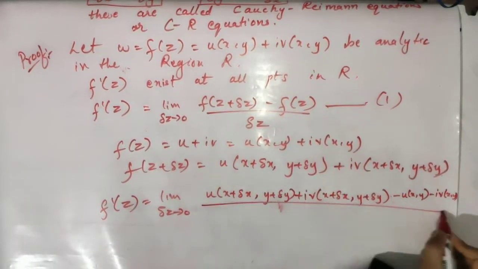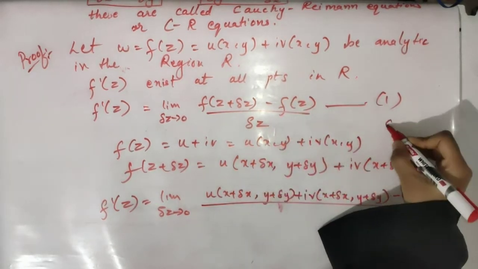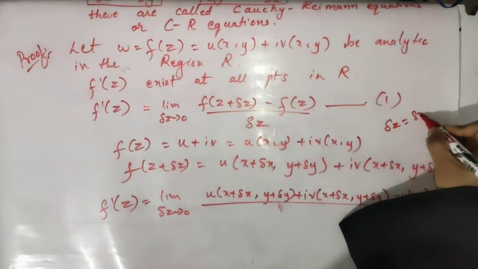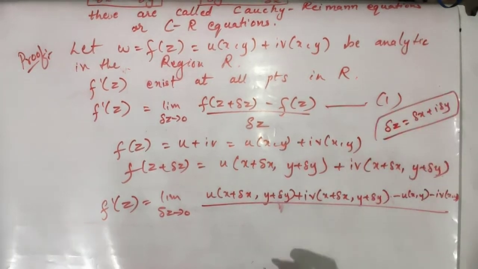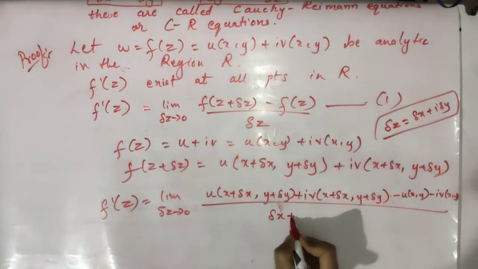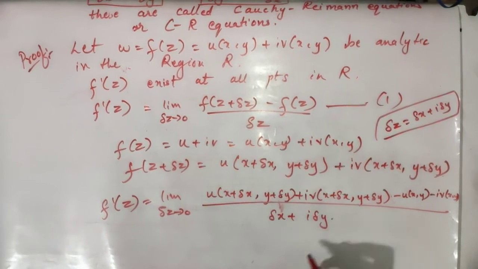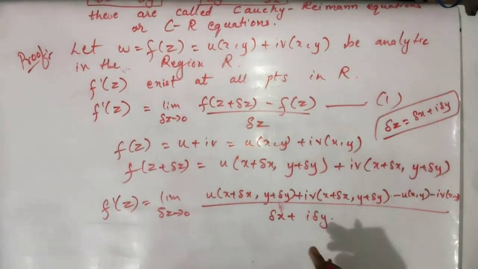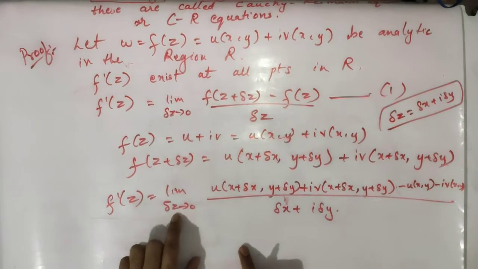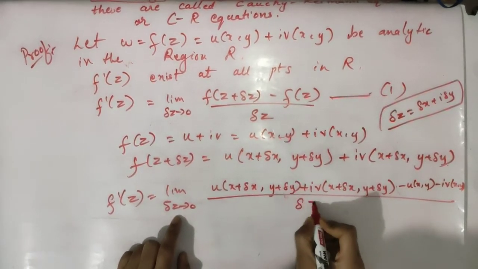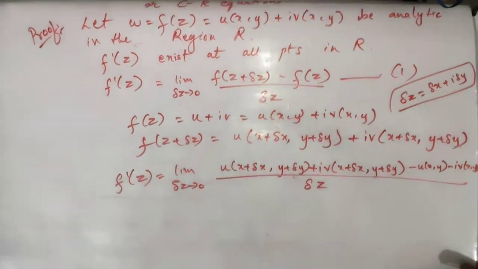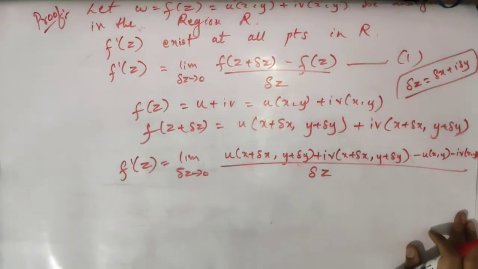That divided by delta z. In my previous session I told you it will be delta x plus I delta y. I'm going to write that same thing. So it will be delta x plus I delta y. Or in short, if I write delta z also, it will not be an issue, because I am considering delta z tending to 0. Later we can see what is happening. We will keep it as delta z only over here. I hope up till here everything is followed by all of you.